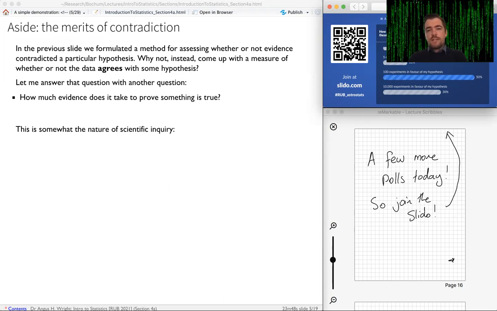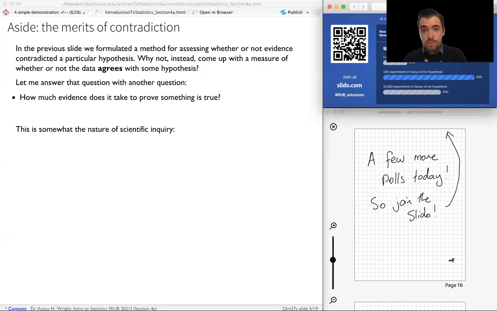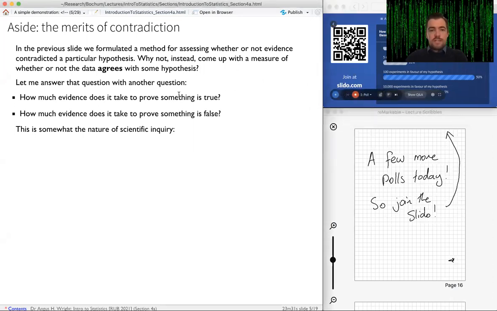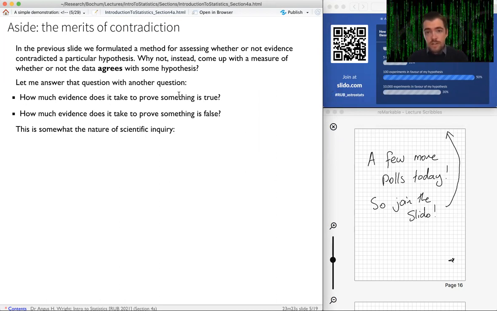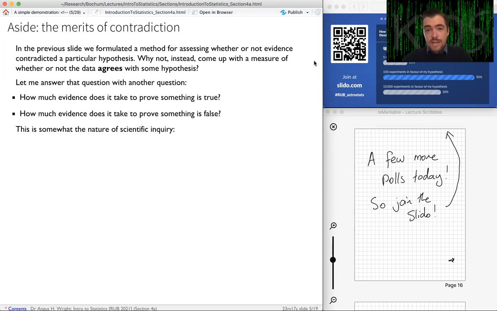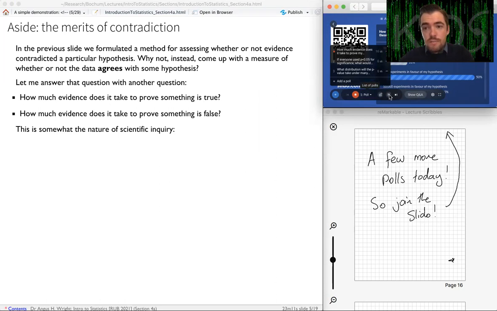So let me ask this question slightly differently. Instead of asking how much evidence it takes to prove that my hypothesis is true, what about the opposite of that statement? How many experiments do I need to prove that a theory is wrong? How many experiments need to contradict the theory before we assume that that theory is no longer any good?